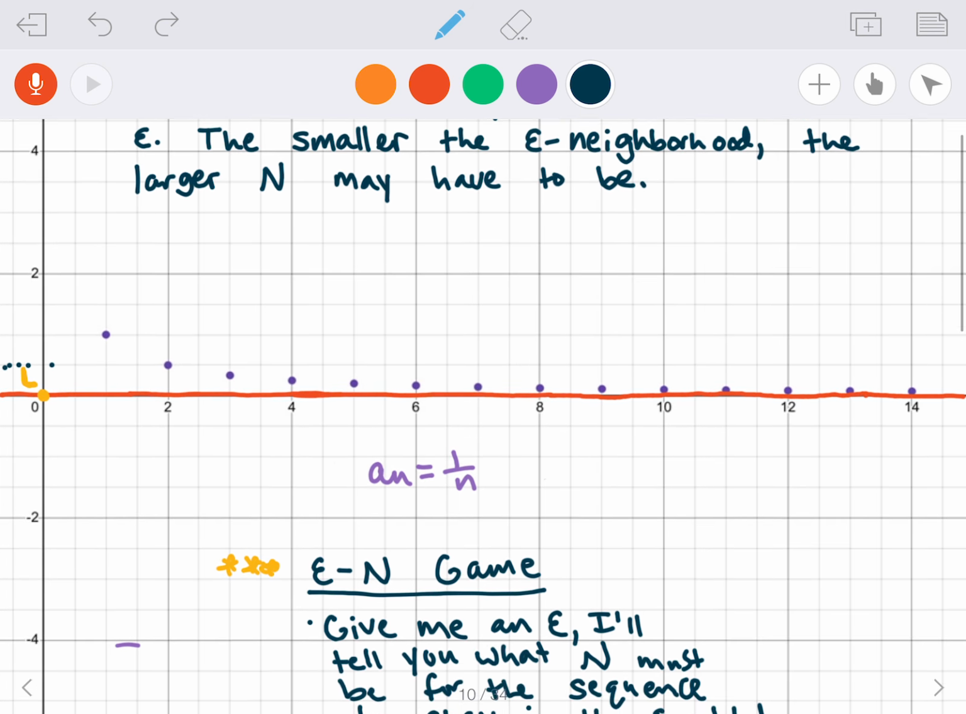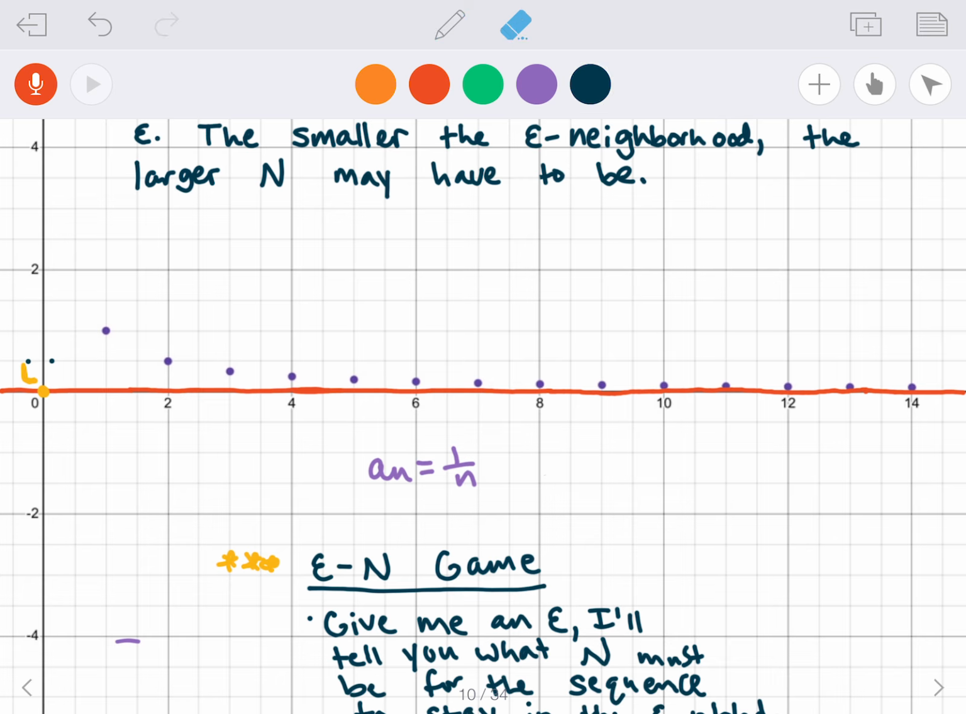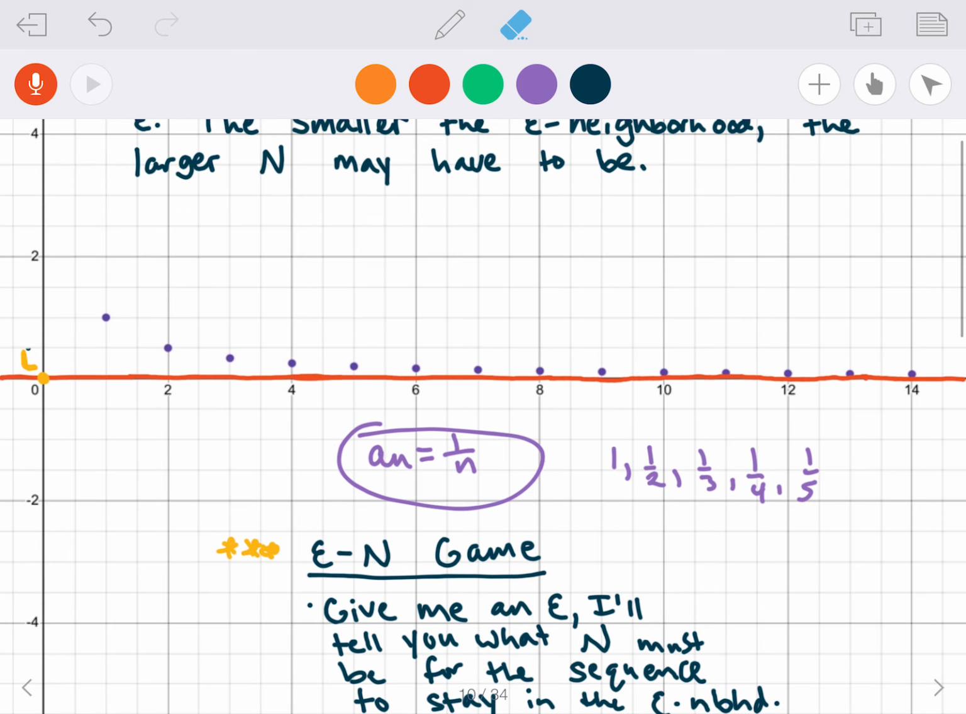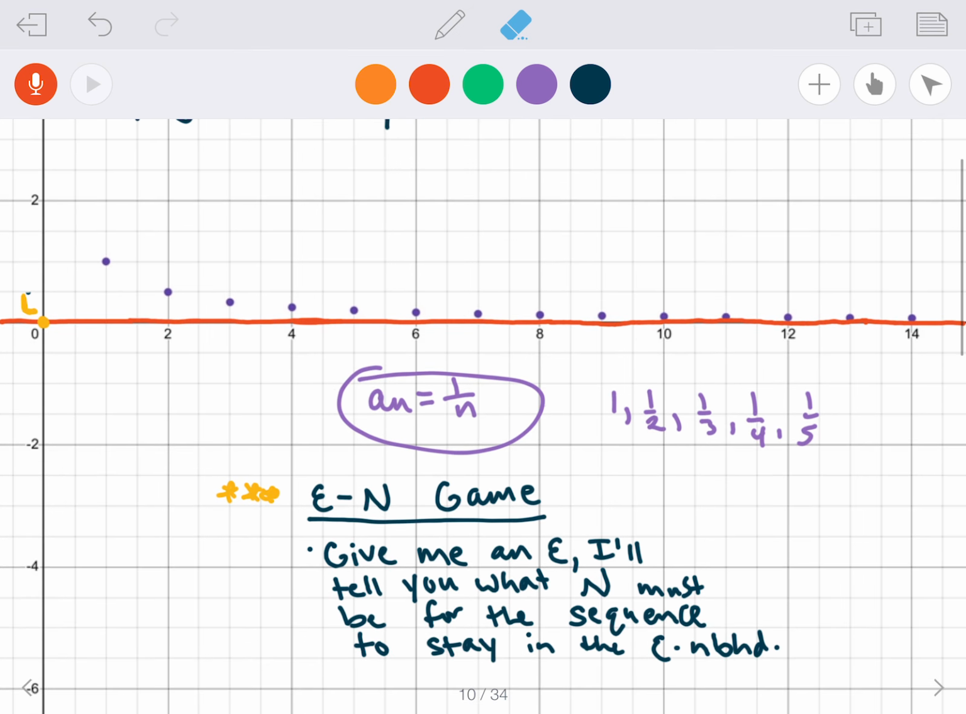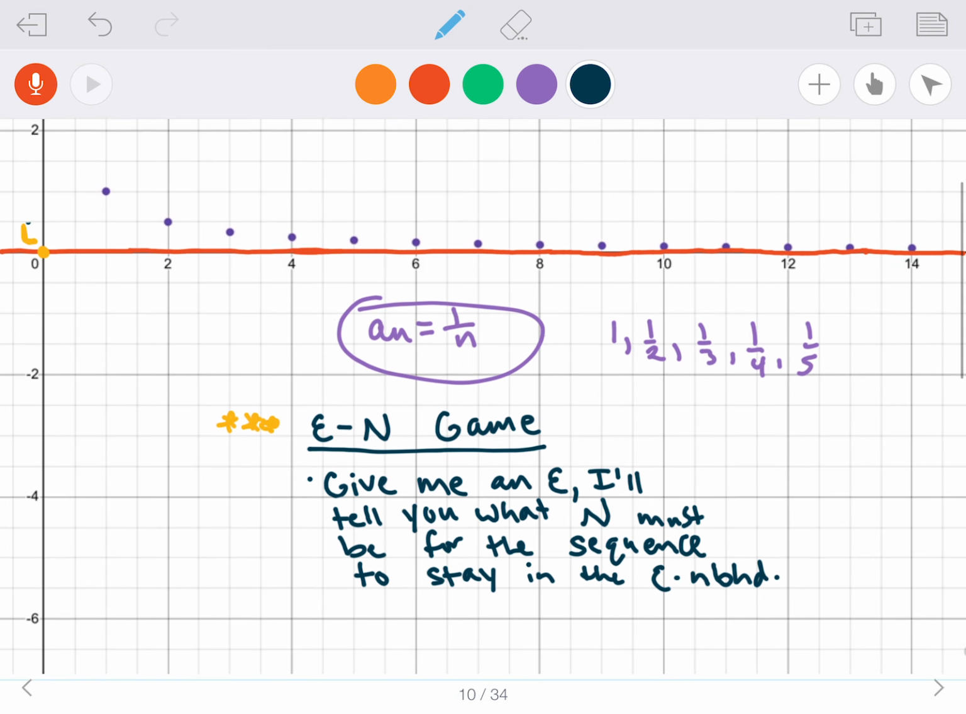I won't harp on this slide as much since I just gave all of that explanation, but this is going to be a nice sequence that we look at quite a bit: A sub n equals 1 over n. So this is the sequence 1, a half, a third, and so on. This is my a sub n graphed. The game is, you give me an epsilon, I'll give you a capital N that ensures everything in the sequence past that capital N stays in the epsilon neighborhood.